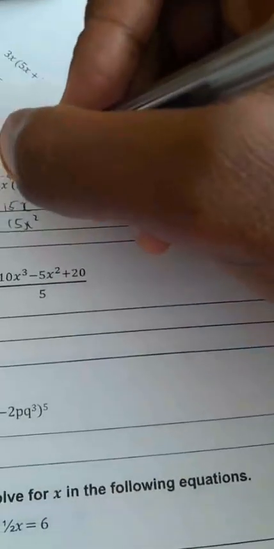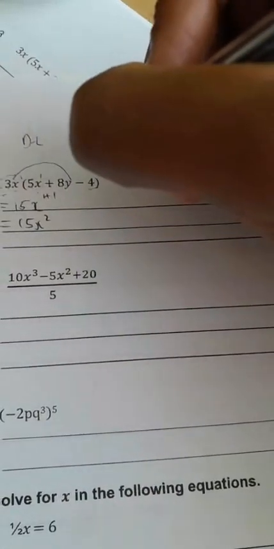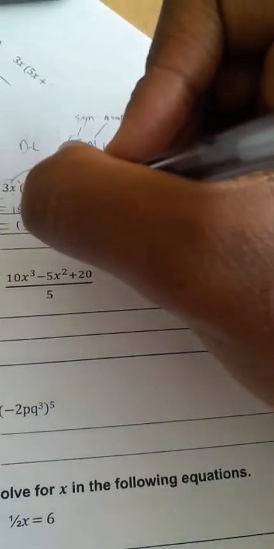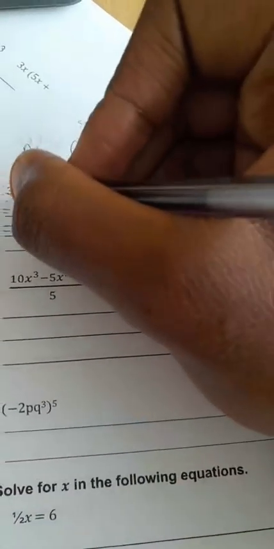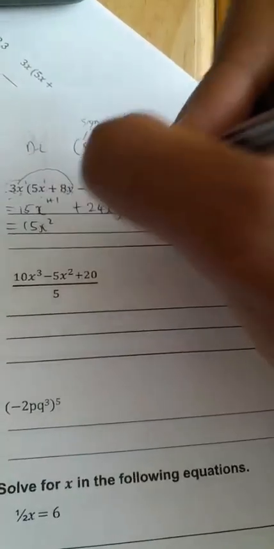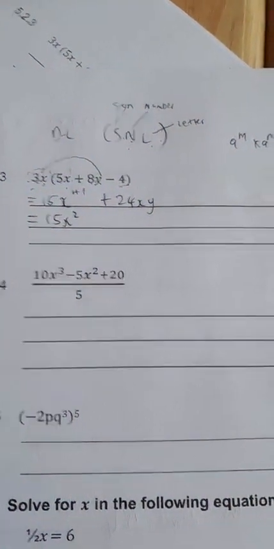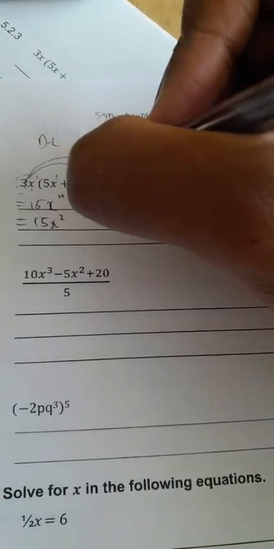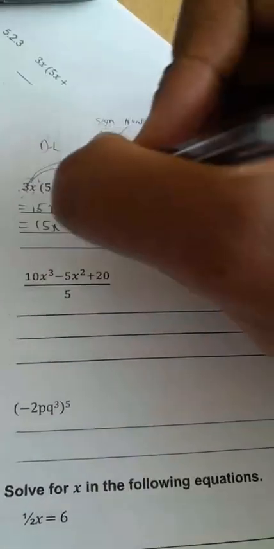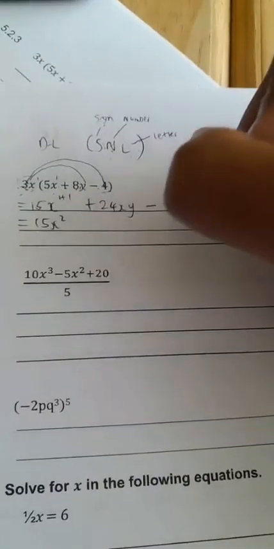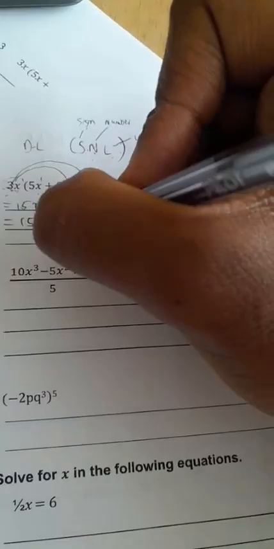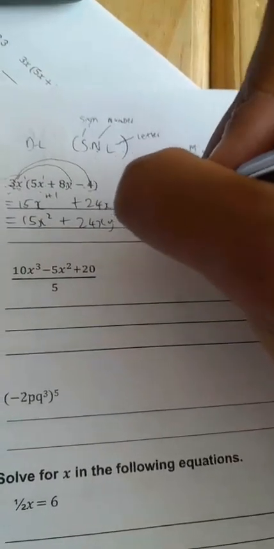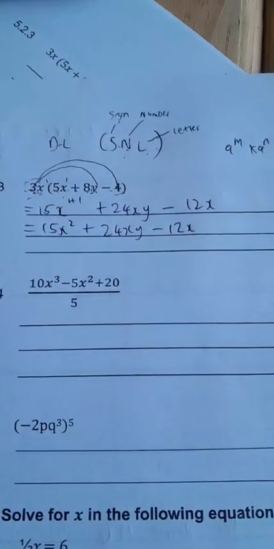Let's move. Next term. Distribute 3x to 8y. Positive times a positive gives us a positive. 3 times 8 gives us 24. X times y, we combine the letters x and y together. Last but not least, 3x times minus 4. Sign, number, letter. Positive times a negative, negative. 3 times 4, 12. X next door to the 12. So our final answer is 15x squared, 24xy minus 12. Beautiful. That's it. 3 marks in the bag.